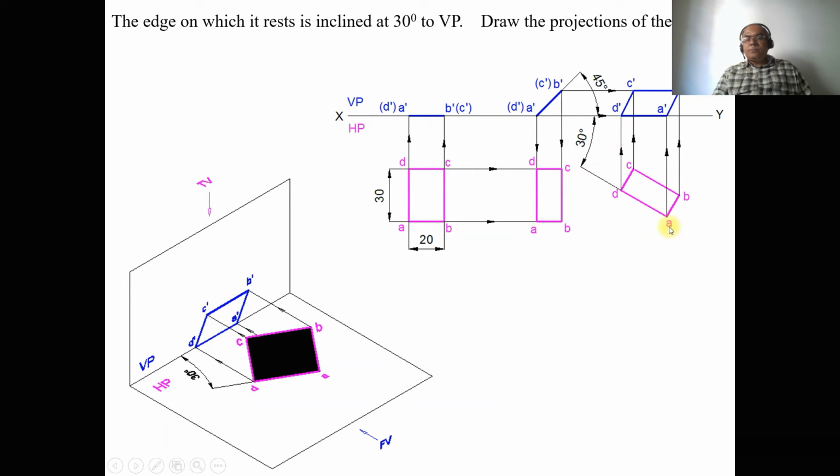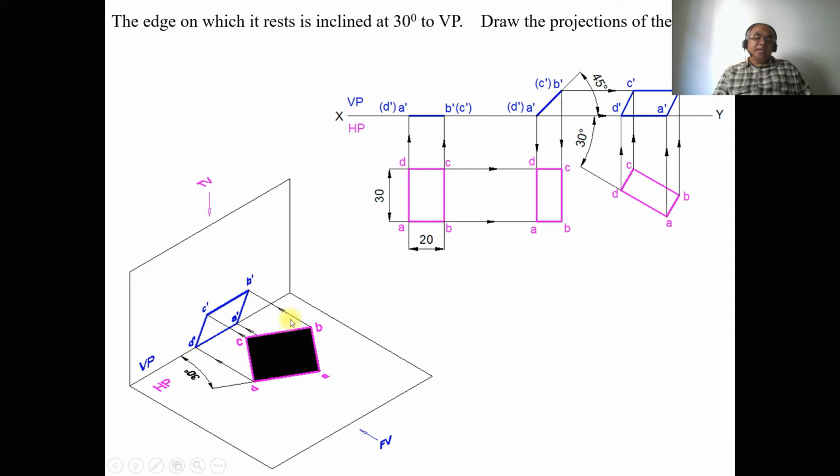Then you mark this A, B, C and D. Then you project this, so you are going to get the surface of A dash, B dash, C dash, D dash. How do I know that the problem is right? We can see that the longer edge is still resting on HP, and the edge which is resting on HP is inclined to VP at 30 degrees, and the surface is inclined to HP at 45 degrees, and it is a rectangular lamina of 30 by 20 mm.